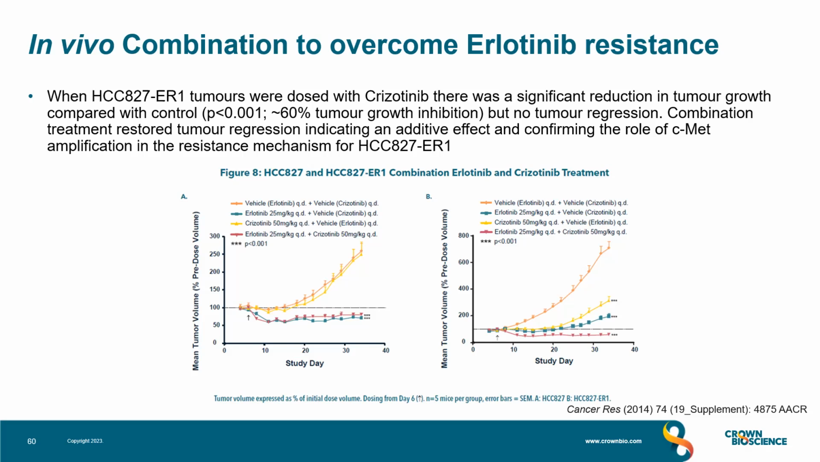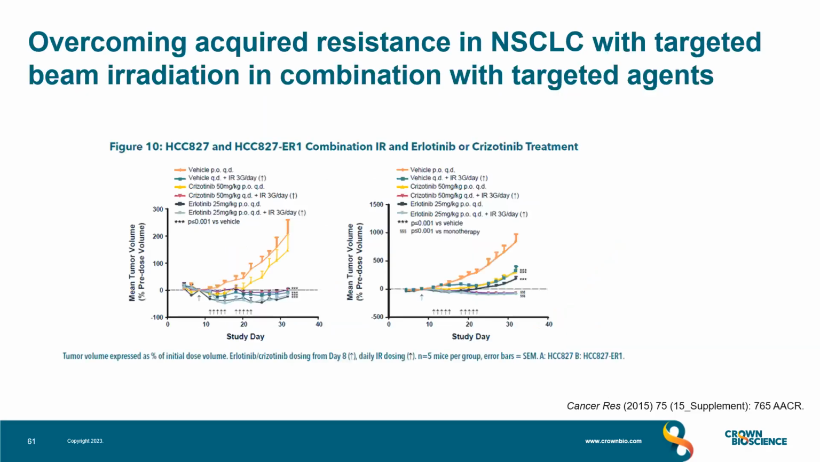Obviously tumor regression with erlotinib, but in the ER1 line, crizotinib showed a partial response similar to the erlotinib treatment, and the combination treatment restored tumor regression, indicating an additive effect and confirming the role of c-Met amplification in the resistance mechanism for this ER1 model.